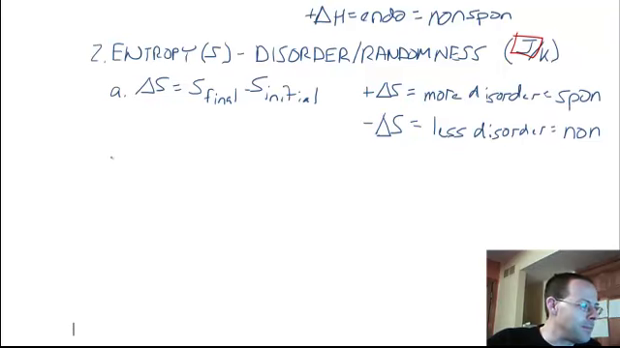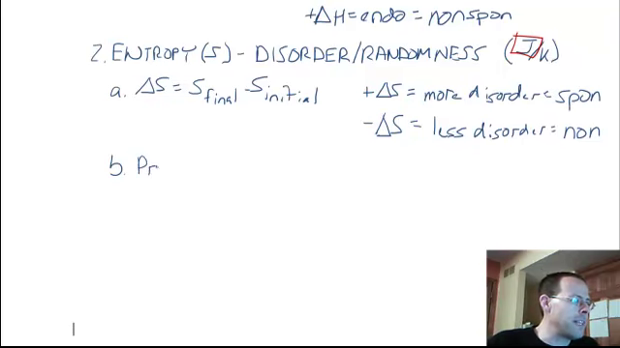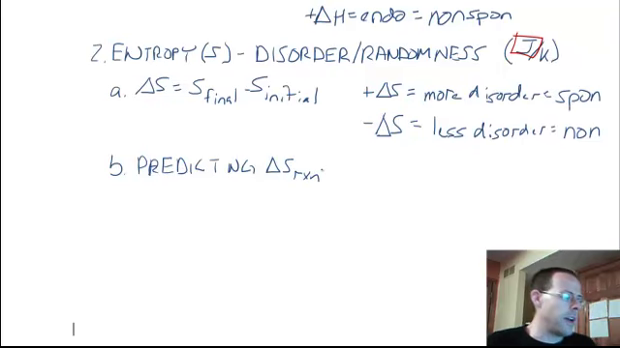B. This gets into what we did in class today, I think it was ChemQuest 54 possibly. But really, we want to find ways that we can predict the sign of delta S. So, predicting delta S of reaction.